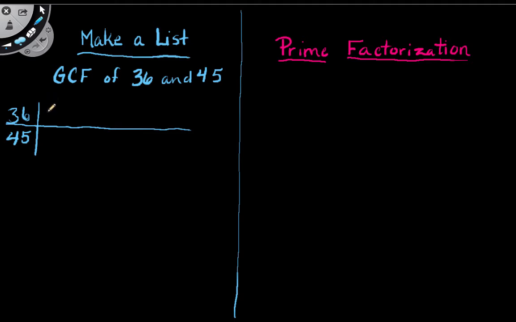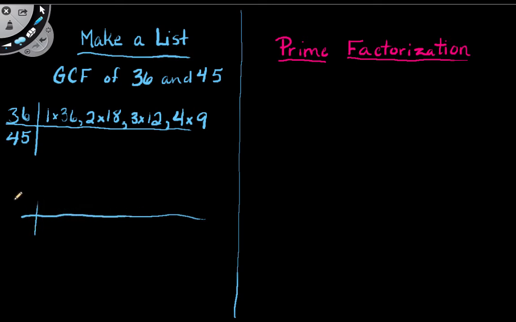So for 36, we have 1 times 36. I know that 2 times 18 equals 36. 3 times 12. 4 times 9. All of those problems equal 36. And remember, another way I can write them out, we can list them from least to greatest by working from the outside to the inside.